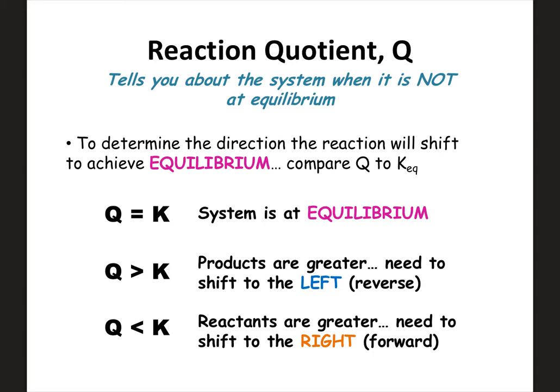So the reaction is going to need to shift to the right. Essentially, the forward reaction is going to need to take place. You're going to need to form more products. So this is very important. You need to compare Q to K in order to figure out which way the reaction will go to reach that equilibrium state.